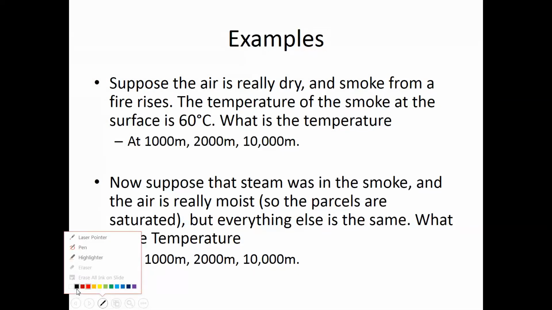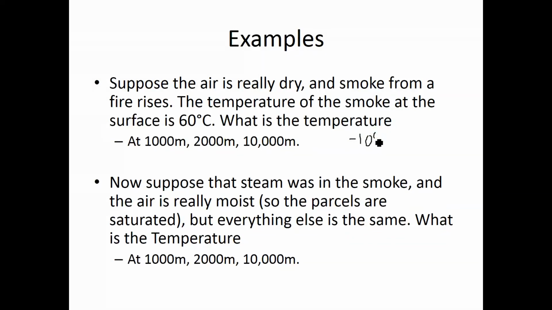So up here, it cools at a rate of 10 degrees Celsius per every 1,000 meters. So you can tell my penmanship on the computer isn't the greatest. That's okay. Down here, it's minus 6 degrees Celsius per every 1,000 meters. All right, so up here, again, dry adiabatic, down here, moist adiabatic.